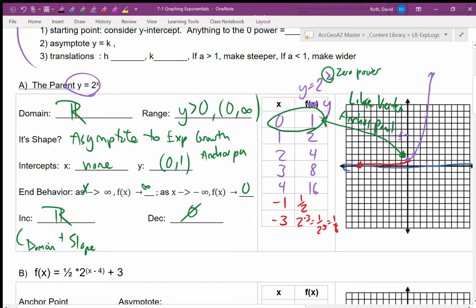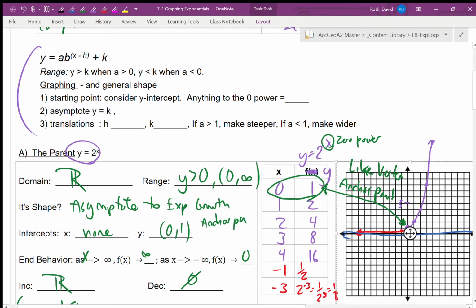Okay, easy enough. Now, back to our HK translations. There are no translations on this one. This is the parent function by definition. So, starting point: anything to the 0 power, we know equals 1. And that is why I like the anchor point, because the base can be anything. It doesn't have to be 2 to the x. It could be 5 to the x. It could be 1/5 to the x. And anything raised to the 0 power will end up being 1 for y. So the anchor point (0, 1) should stay as long as I'm raising my base to the 0 power.